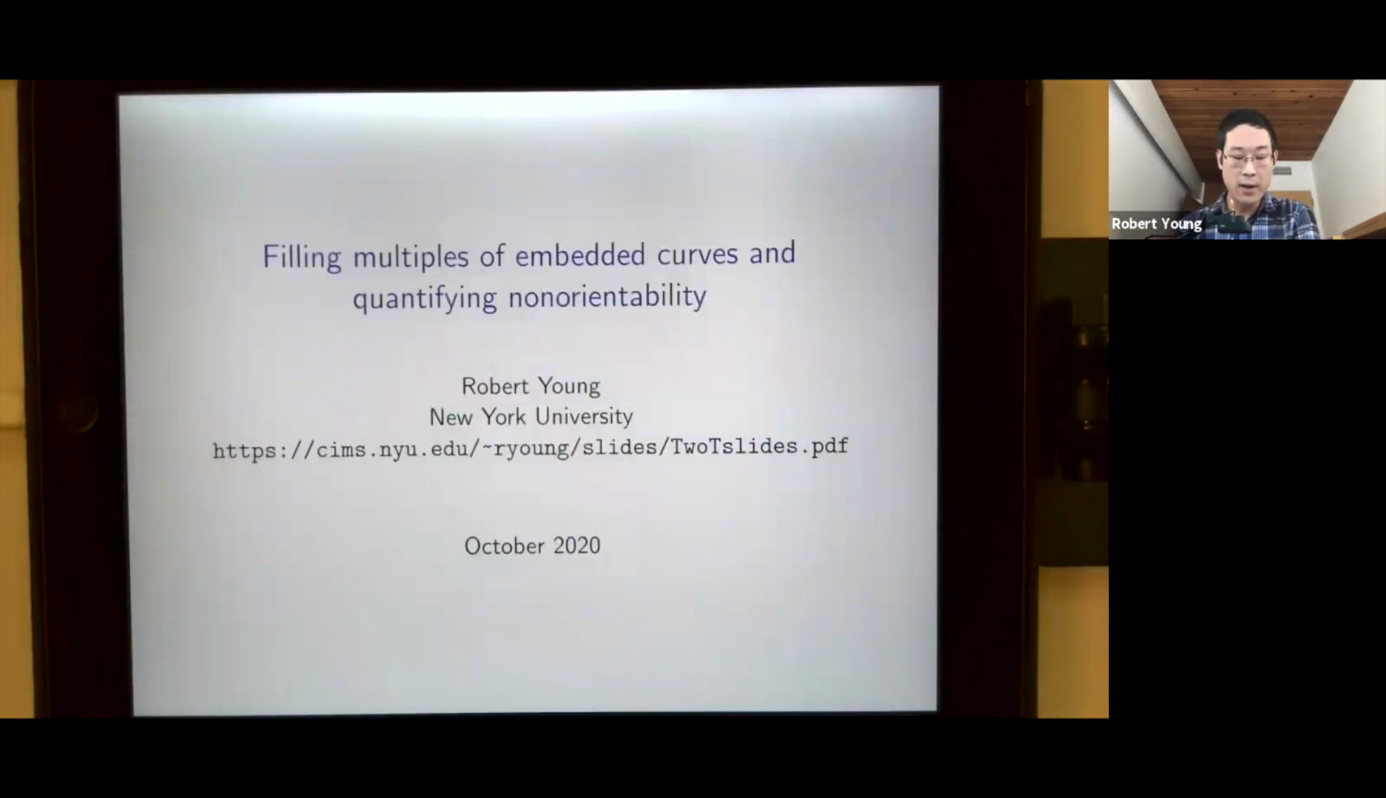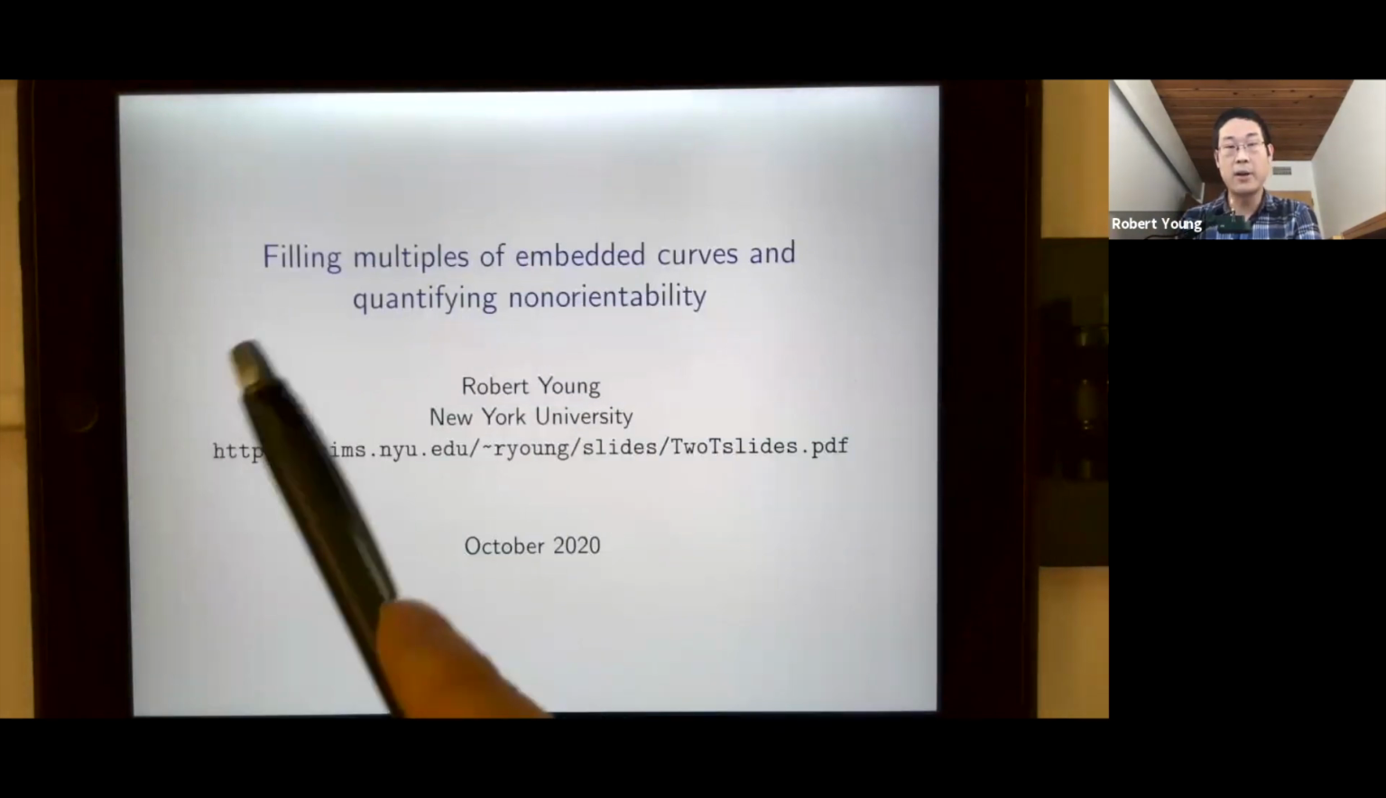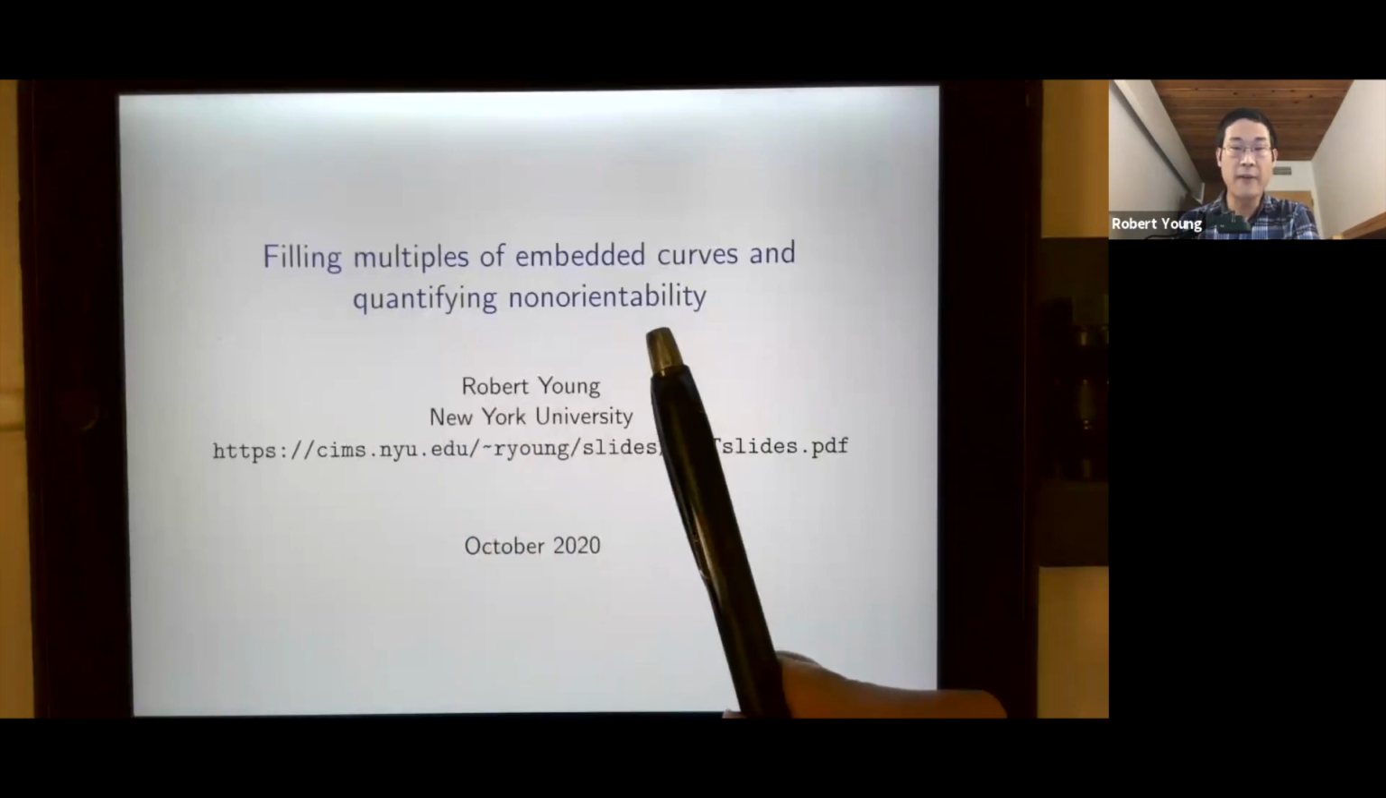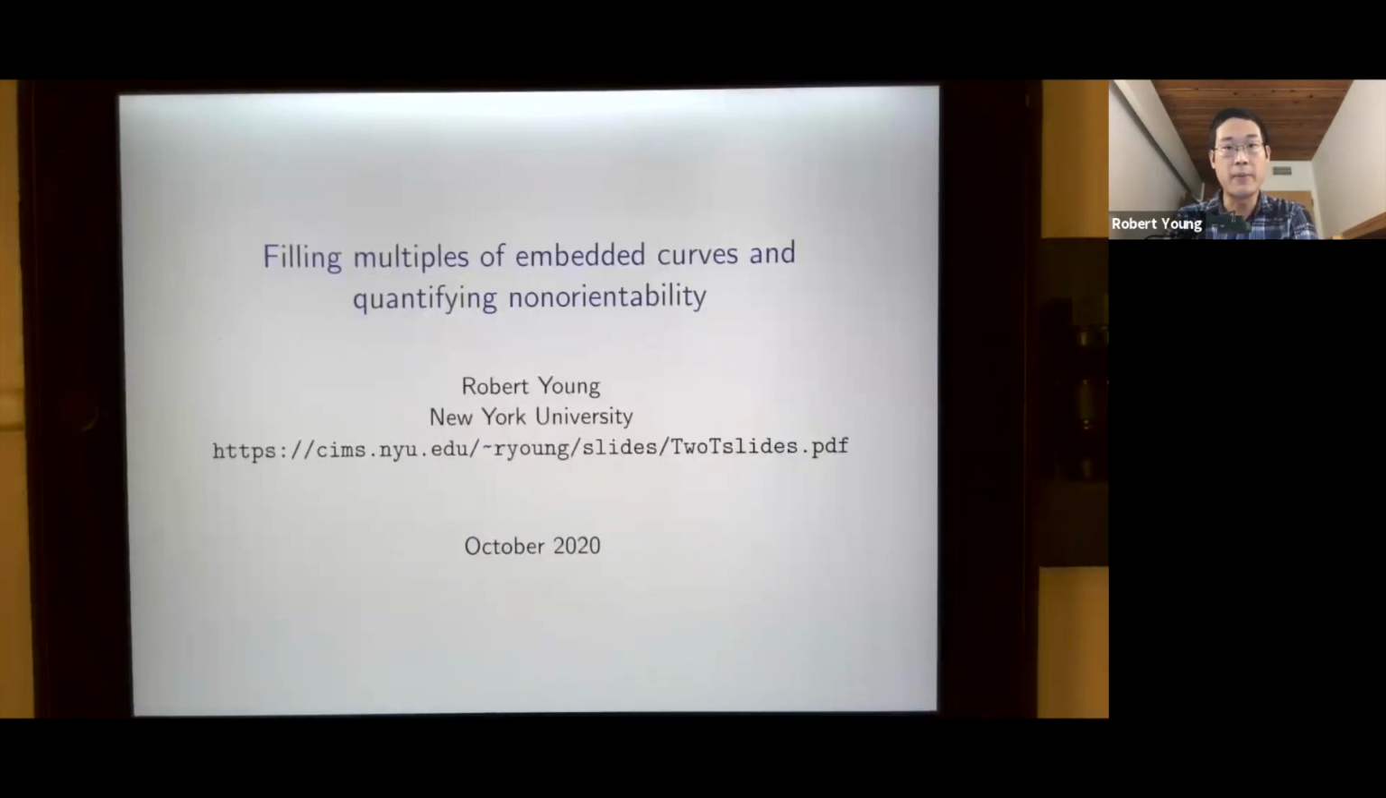So what I want to do today is a couple things. I want to give an example of this phenomenon where the minimal surface of T is different from the minimal surface of 2T. I want to explain how this is connected to orientability. I want to give a way of quantifying non-orientability, and then I want to show how you can bound the non-orientability of a surface using uniform rectifiability. So a couple of different things.